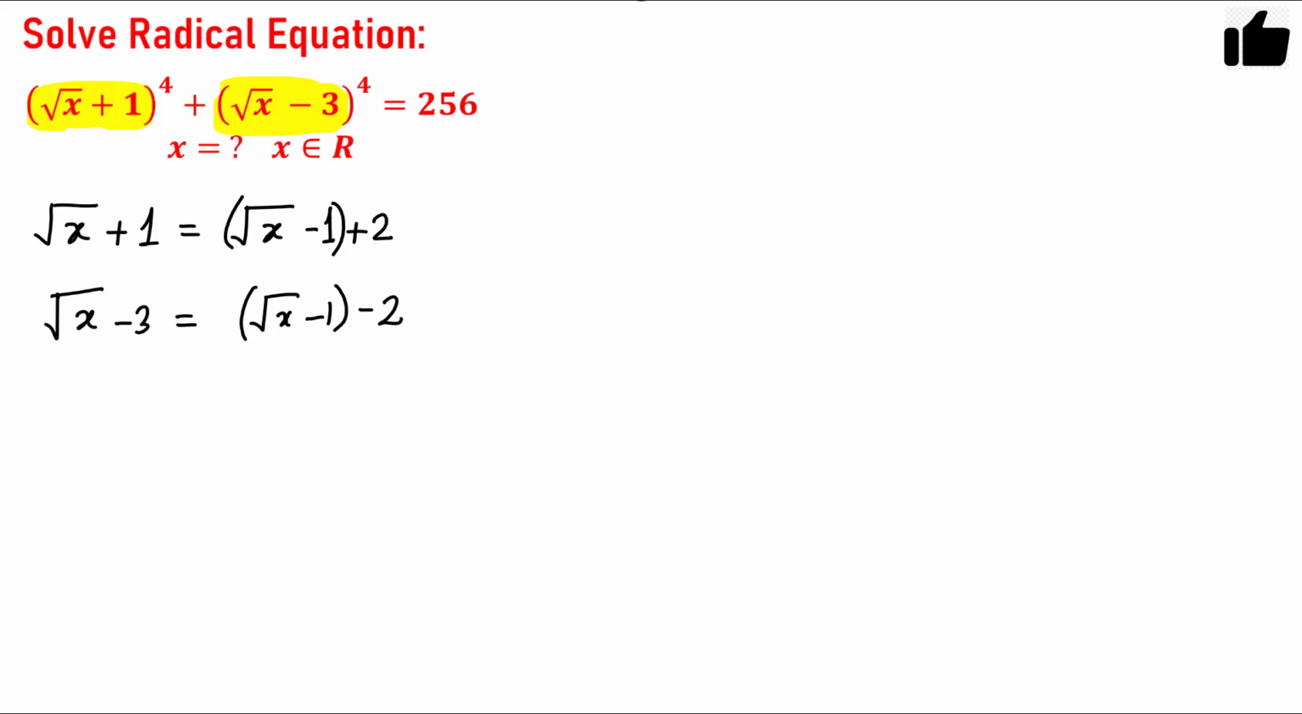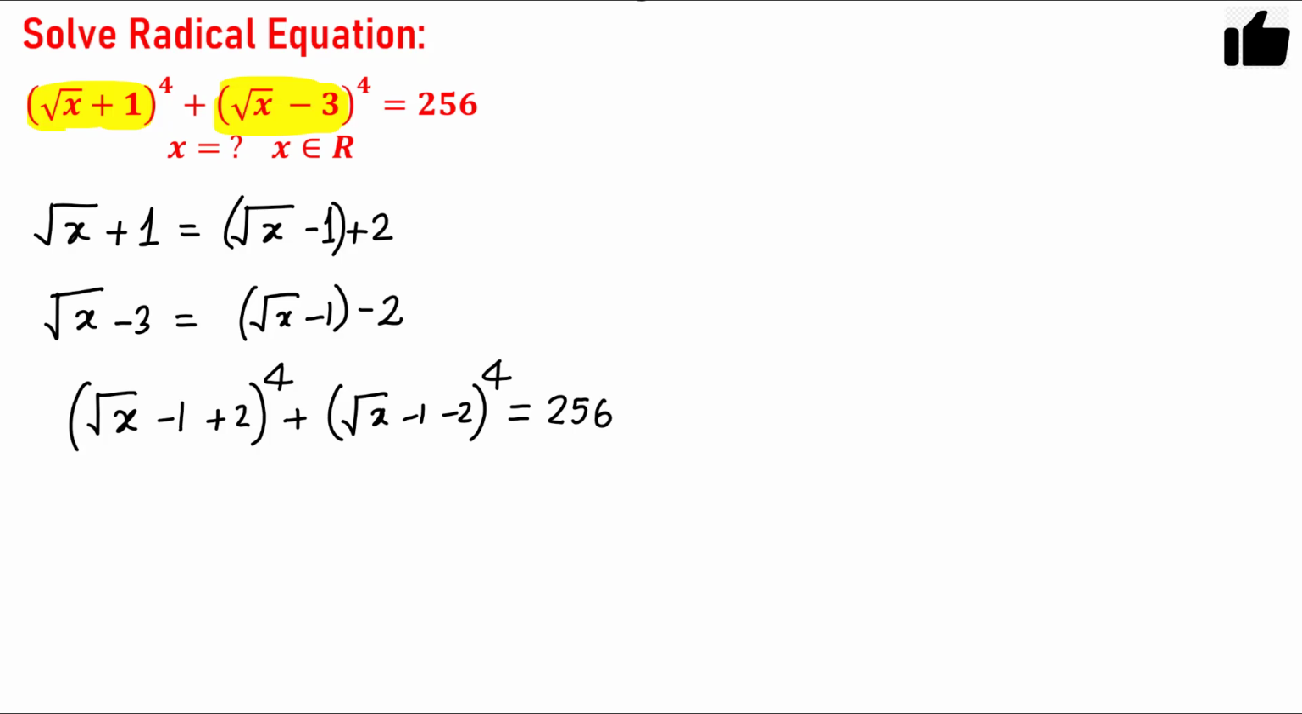Now let us rewrite the original expression. What will you have? You will have root x plus 1, that is (root x minus 1 plus 2) raised to the power 4, and this is (root x minus 1 minus 2) raised to the power 4. This is equal to 256. Now tell me, what should I do in the next step? This is very obvious. Now I should assume a variable for root x minus 1, that is I have to make a substitution.